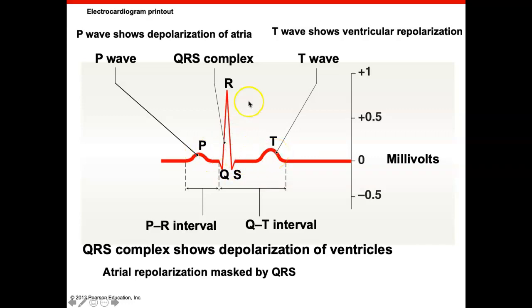So again, they'll talk about depolarization and repolarization. Think of it as contraction and relaxation. Atria contract, atria relax, but the ventricles contract much stronger, and then the ventricles relax.